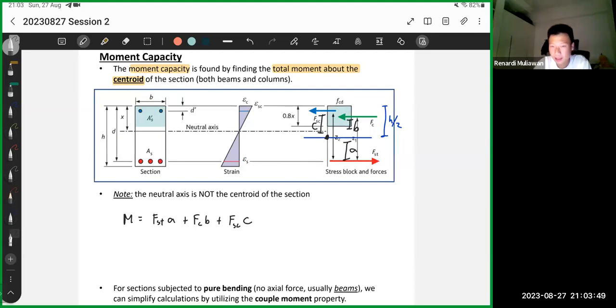If you notice, the value of A, B, C is very tedious. You need to do some maths. It's very tedious. This is what you actually need to do if it's a column. You need to find the A, B, C. No, this is just to give you some context first. Just take moment about the centroid.